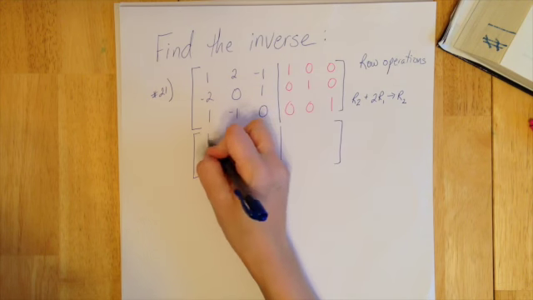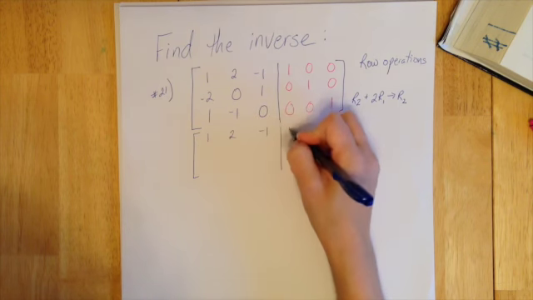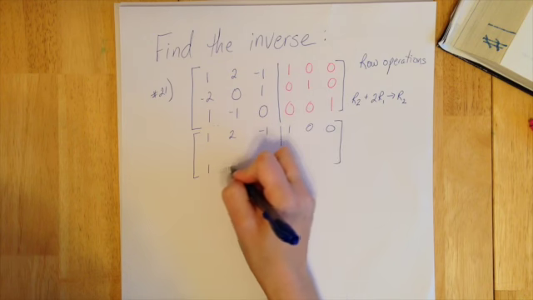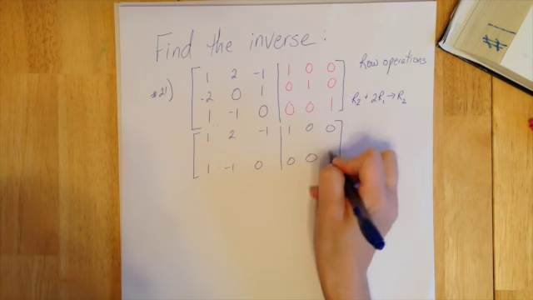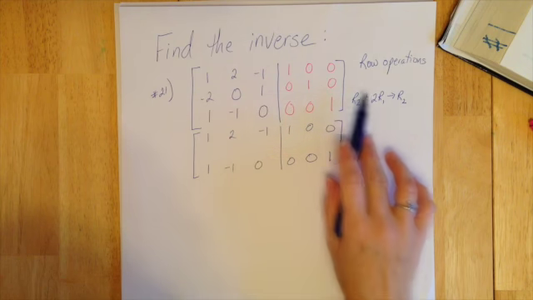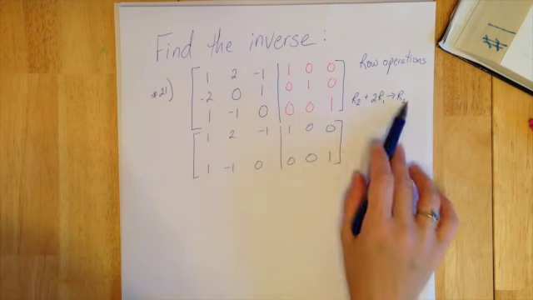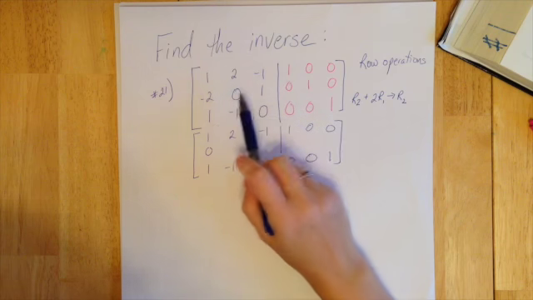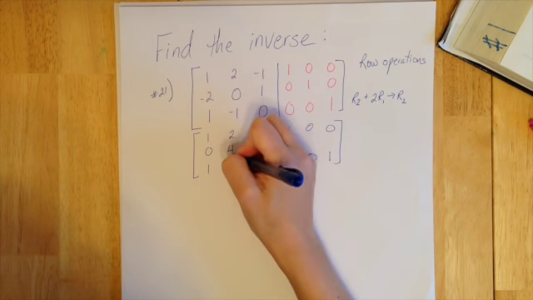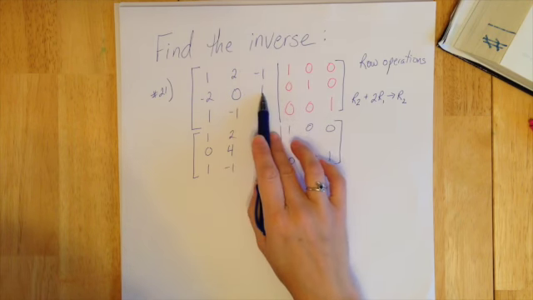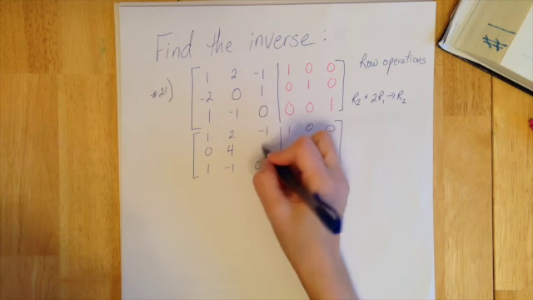So we're going to keep our original first row. We're not doing anything to that right now. And our third row. Now row 2 plus 2 of my row 1s is 0. 0 plus 2 2s is 4. 1 plus 2 negative 1s is -1.